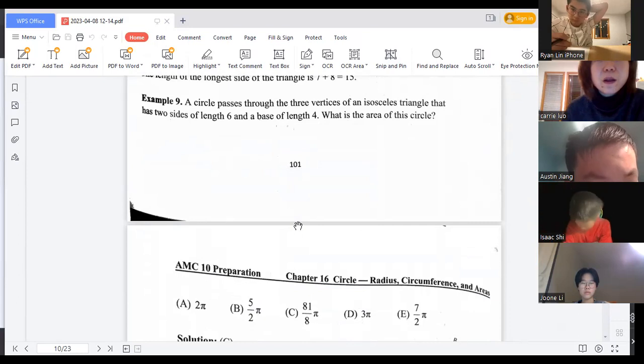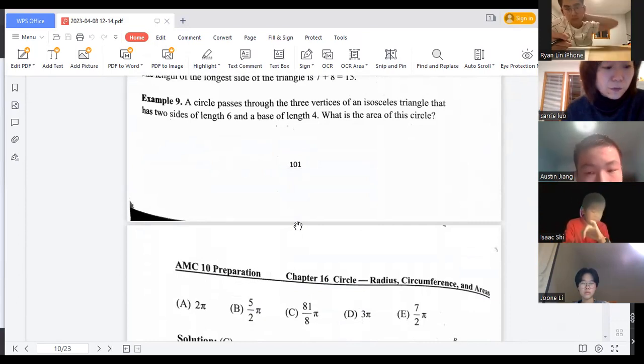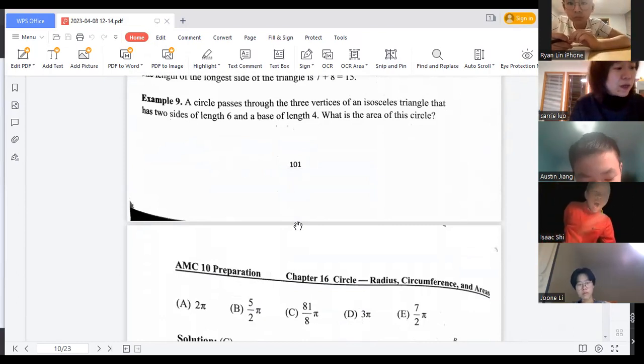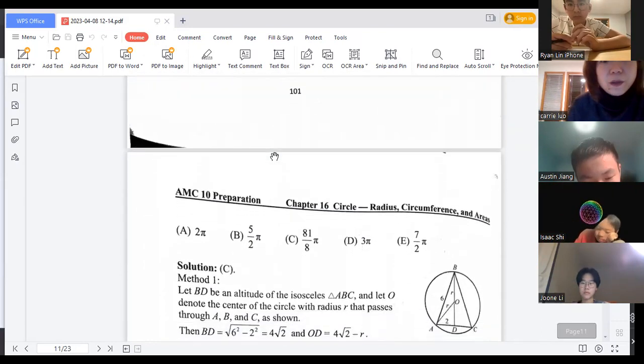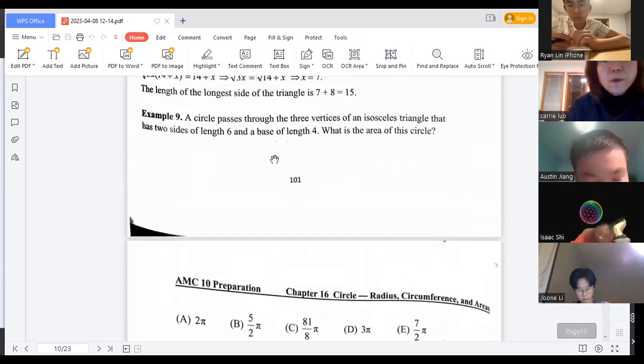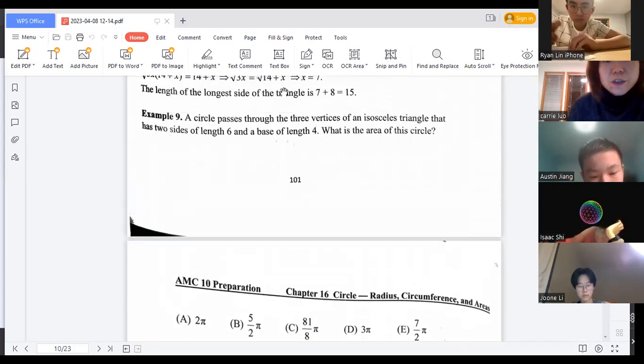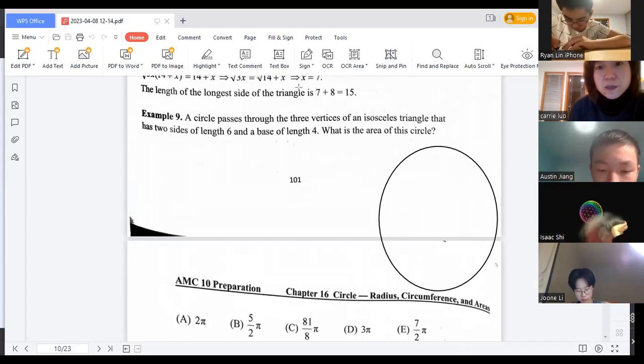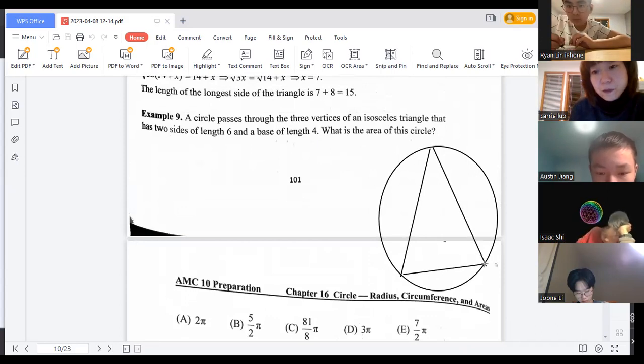A circle passes through the 3 vertices of an isosceles triangle that has 2 sides of length 6 and the base of length 4. What is the area of the circle? 这个等腰三角形，腰是6，然后底边是4，对不对？这个题目它没有画图的啊。You need to learn how to graph the question. Okay, 一个圆里面有三角形，对不对？三角形是这样。Everybody, you need to have the ability to find this out.